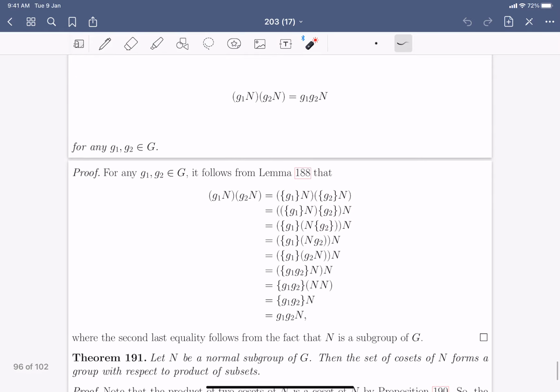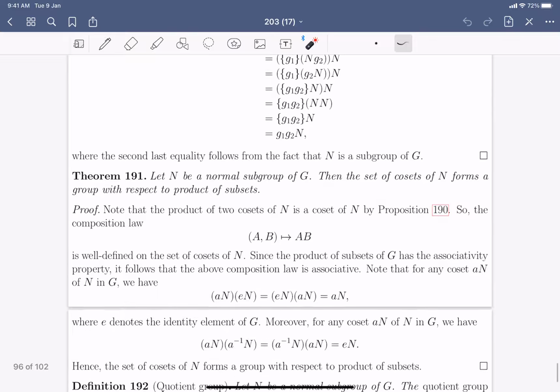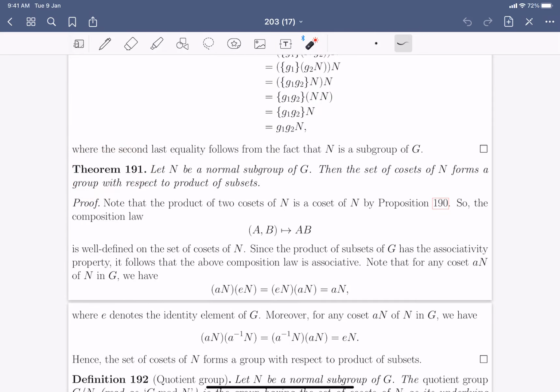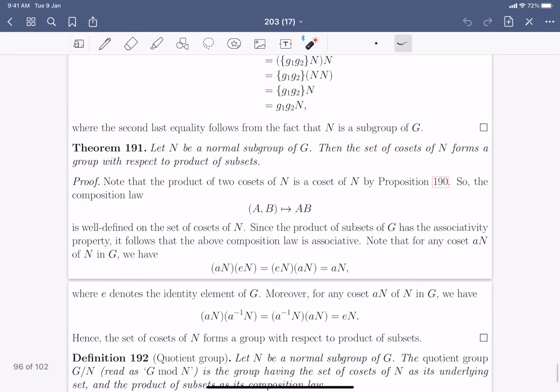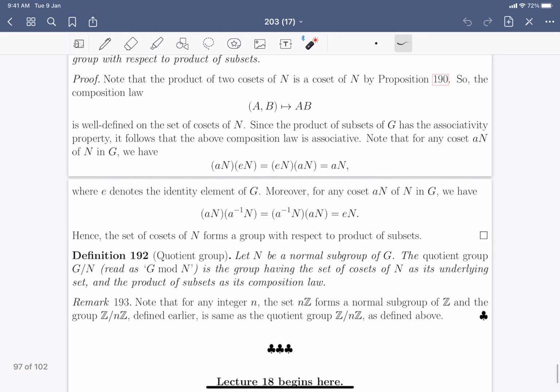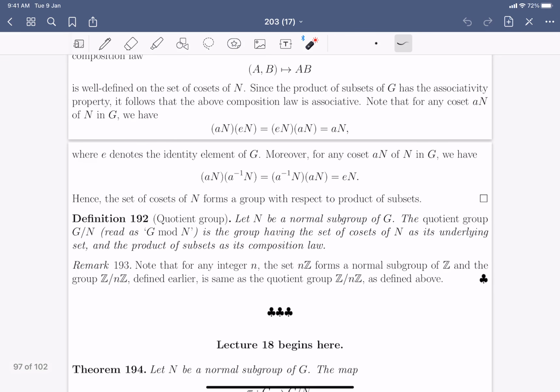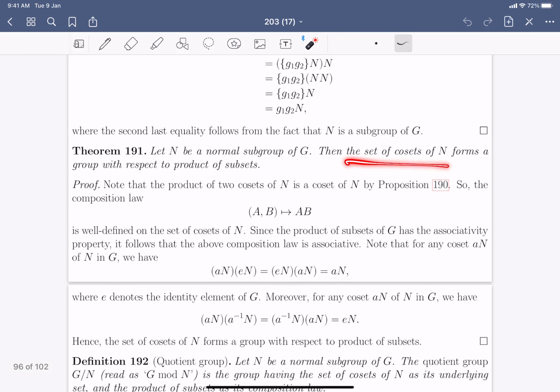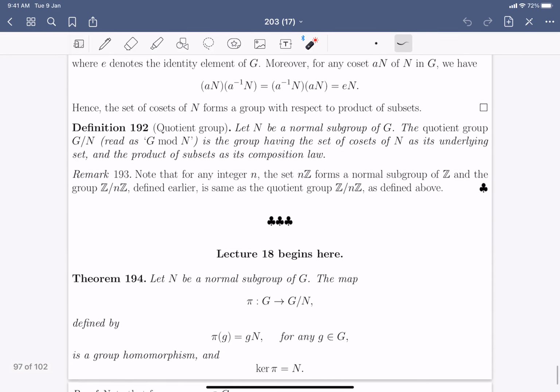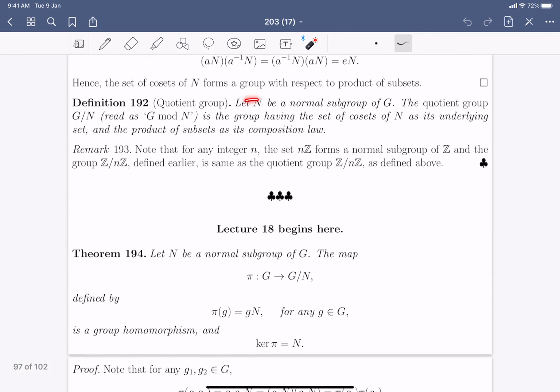This was an important step to establish the following theorem, which states that the set of cosets of N forms a group with respect to the product of subsets. The set of cosets of N is denoted by the symbol G/N. This is read as G mod N; it is customary to call it G mod N. This is a standard thing. So this G mod N, the set of cosets of N, forms a group with respect to the product of subsets that we have defined. We are going to spend some time on this notion of quotient groups.